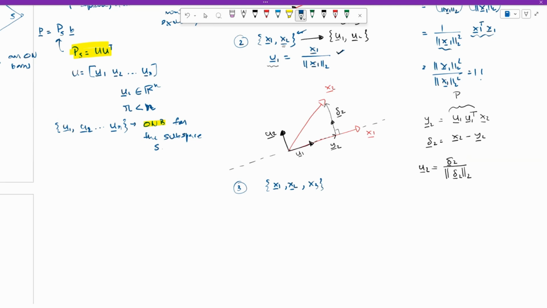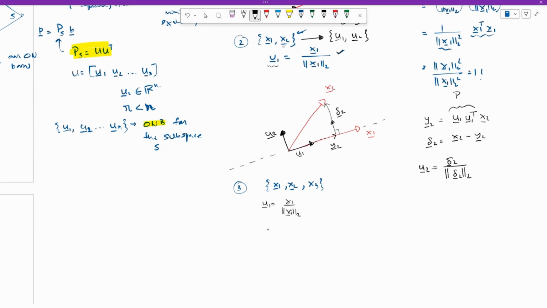Same thing. You take the first vector, you normalize its length. Okay. What do you think we'll do next? Take a guess.